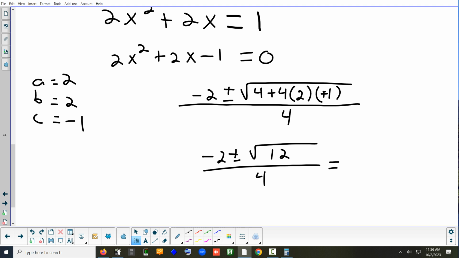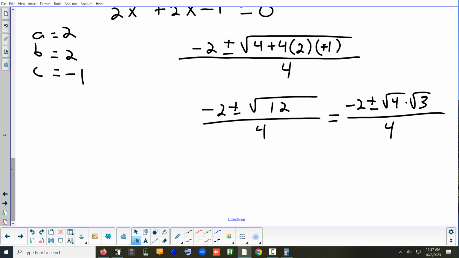And the square root of 12 is a square root that simplifies. Can anyone think of two numbers that multiply to give me 12, where one of them you can take the square root of in your head? 3 and 4. So think of the square root of 12 as two square roots, square root of 4 times square root of 3. Now you have a square root there that simplifies. The square root of 4 is 2. So now we have negative 2 plus or minus 2 root 3, over 4.